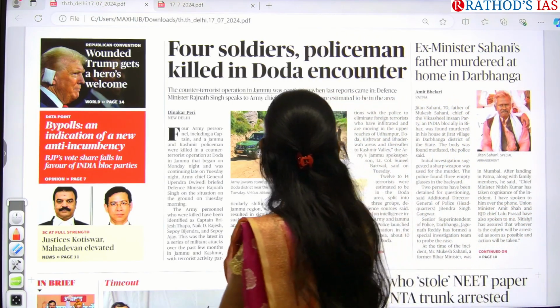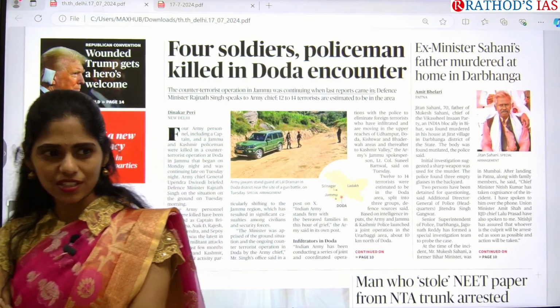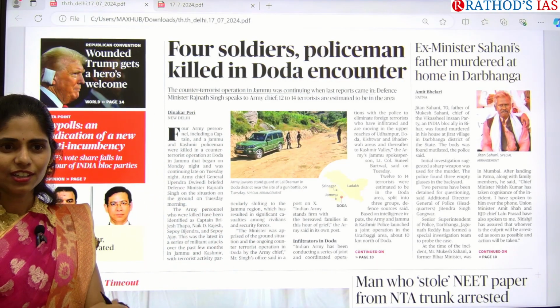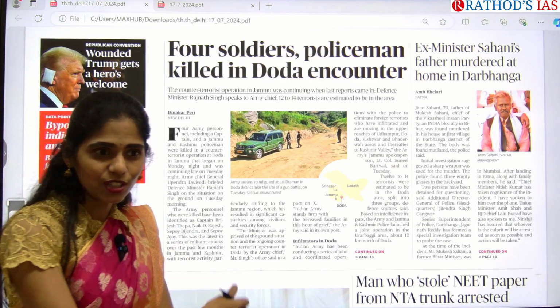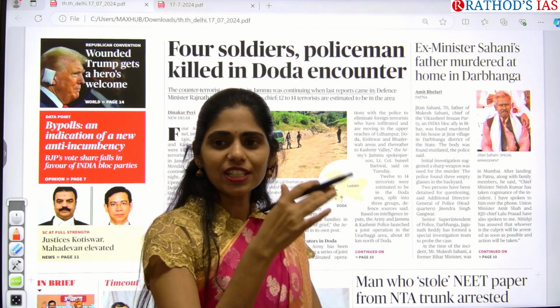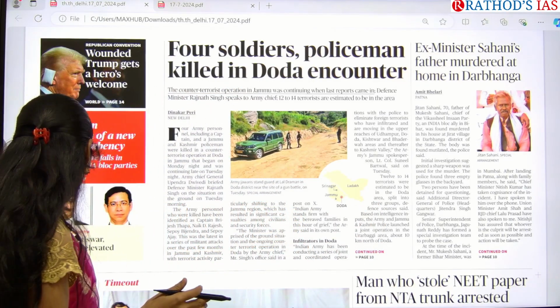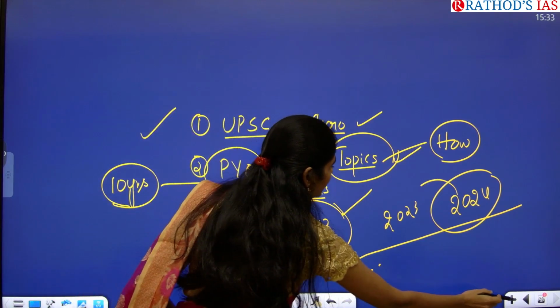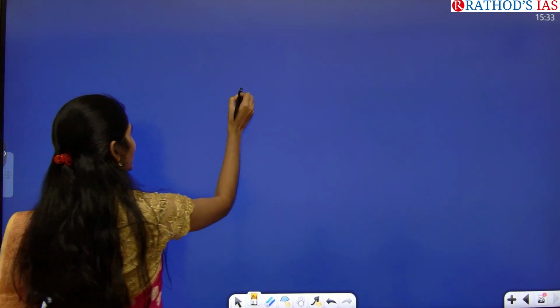Four soldiers and a policeman killed in the Doda encounter. Where is this place Doda located? In Jammu and Kashmir. We have already been talking about this topic for the last 10 to 15 days. What's new in that? Whatever you have studied, you have to revise again. That is your work, right? Okay, tell me, what is the keyword in that topic? Infiltration, Jammu and Kashmir.